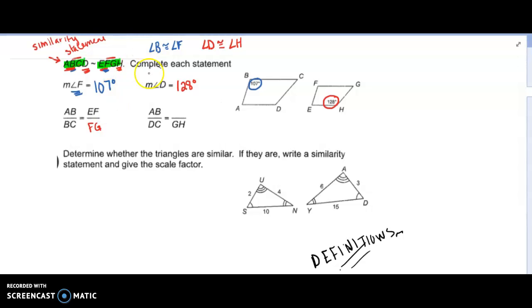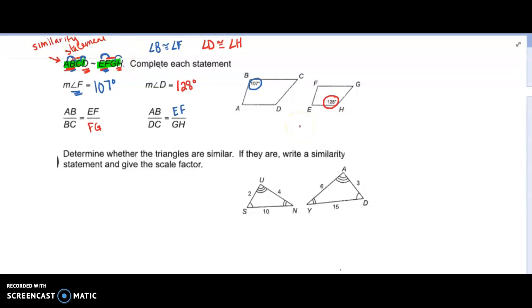And then the same thing over here. AB is to DC as EF, because AB is the first two, EF is the first two, DC is the last two, HG is the last two.